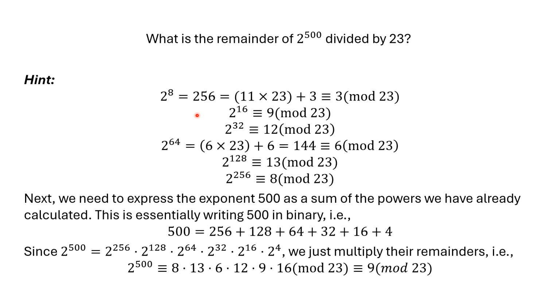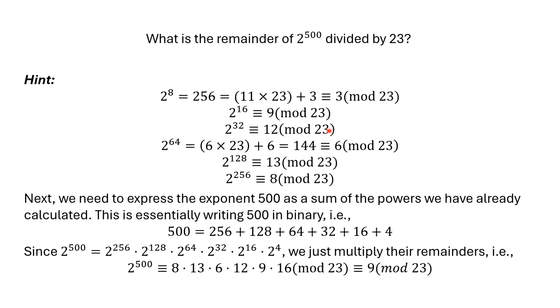So the trick is to compute it for a smaller power of 2 and then keep squaring it. So if we take 2 to the 8th, that's 256, which is 11 times 23 plus 3. But then this first part here is 0 mod 23, so it's just 3. And then we can square both sides, and we get 2 to the 16th power equals 9 mod 23. Then we square it again, and we get 2 to the 32nd power and 81.